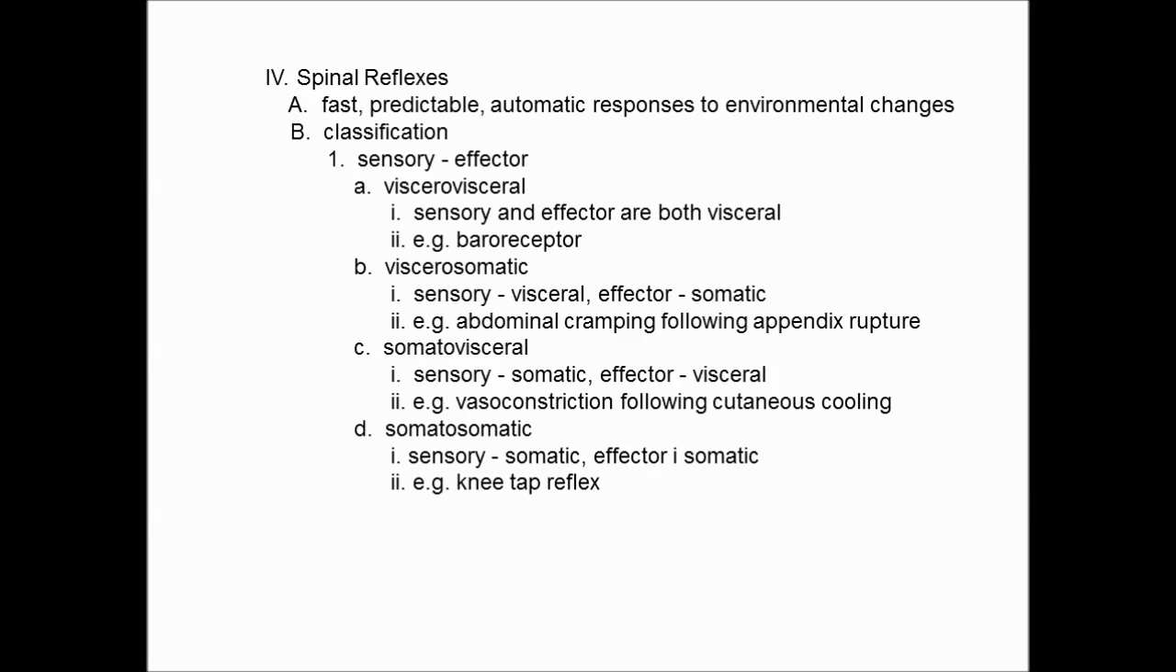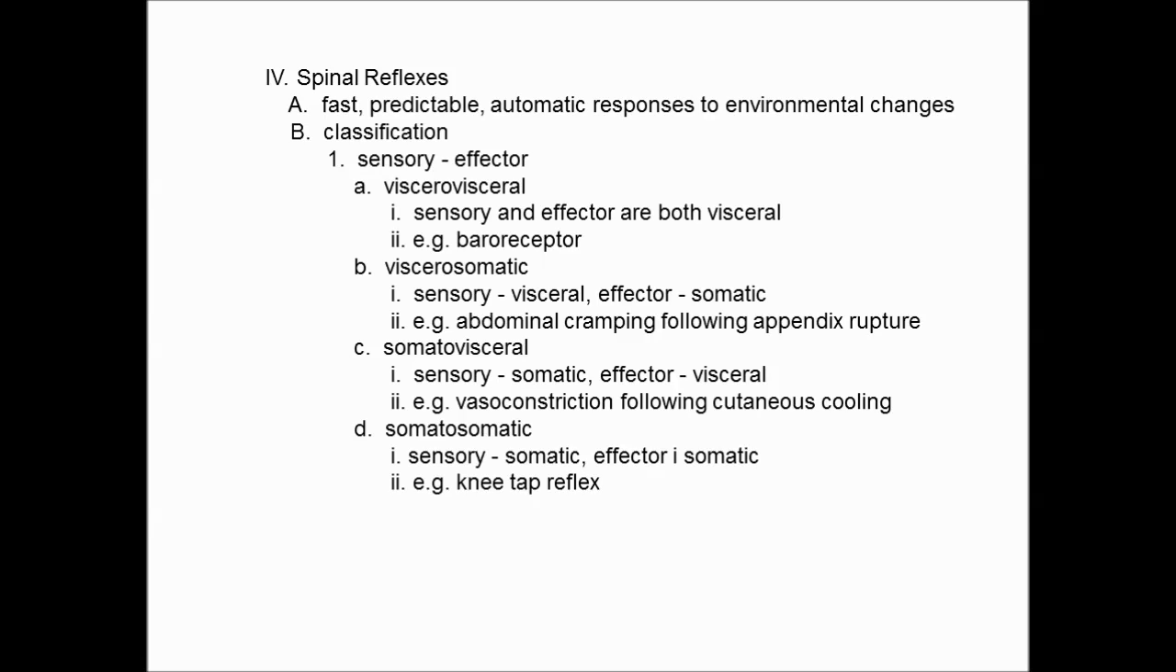A viscerosomatic reflex has a visceral sensory component and a somatic effector. So the sensory is always the first one of the compound terms. So the appendix rupture is the visceral sensory thing. Stretch receptors and pain receptors in the appendix are activated if it's stretched so much that it ruptures, and that causes a contraction of the somatic muscles in the abdomen, like you experience with cramping or pain. So that would be a viscerosomatic kind of reflex.